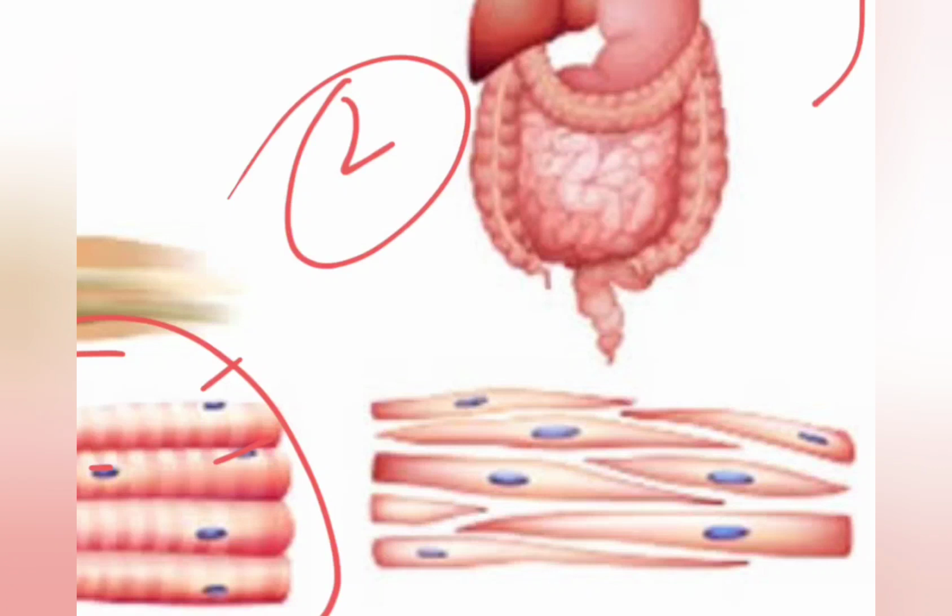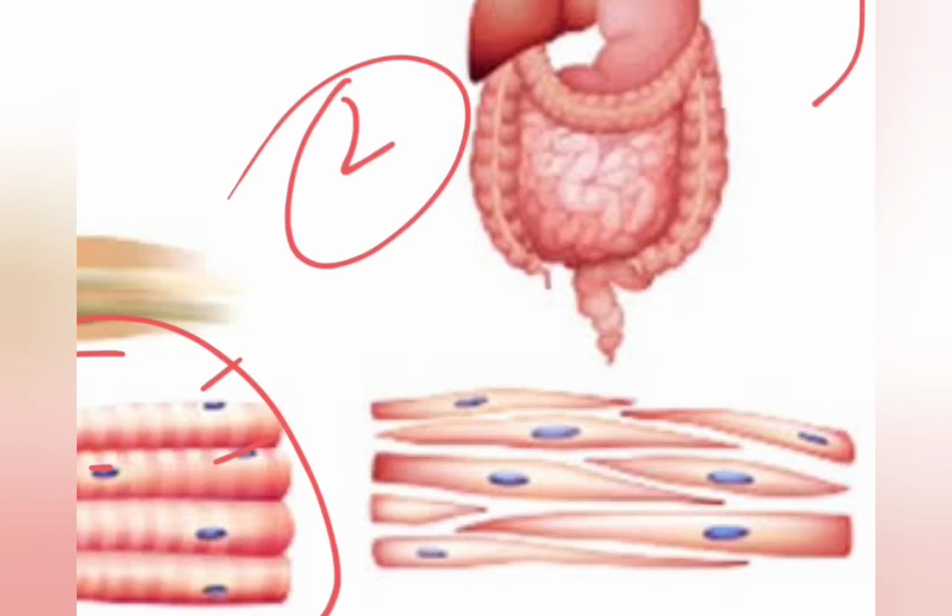So why can we not control these muscles? Because the muscles in them are involuntary. Suppose the urinary bladder is contracting.